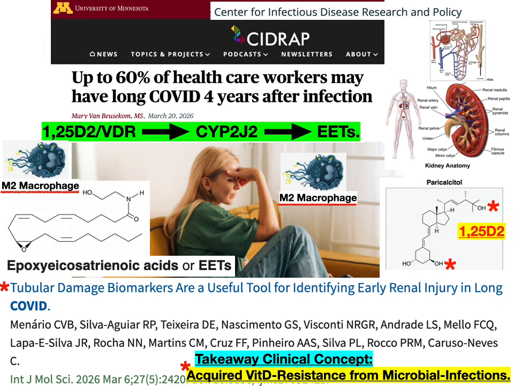So the takeaway clinical concept is there are multiple ways that acquired vitamin D resistance can be generated from microbial infections, and that should steer the strategies for the treatment of patients who have IACC conditions, including long COVID, because viral infections such as a West Nile virus infection can induce an acquired Fanconi syndrome.